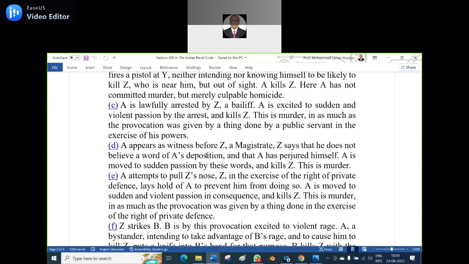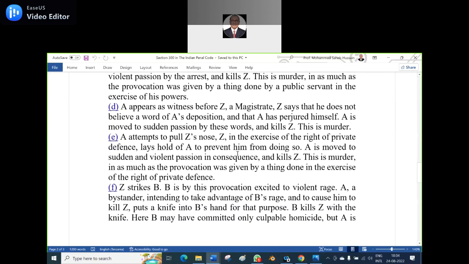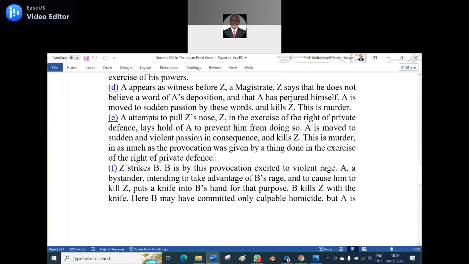Either he kills with a club or a cane or a stick or a blunt knife or a revolver or a sword. Is it clear? Yes, sir. So it does not amount to provocation, as given by a thing done in the exercise of the right of private defense. So now let us see. If Z strikes B, B is by this provocation excited to violent rage.